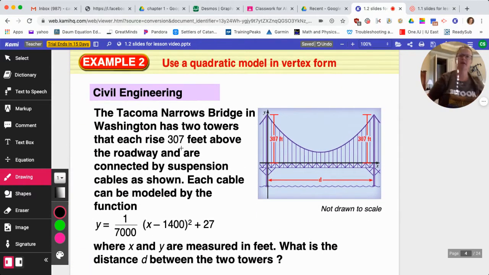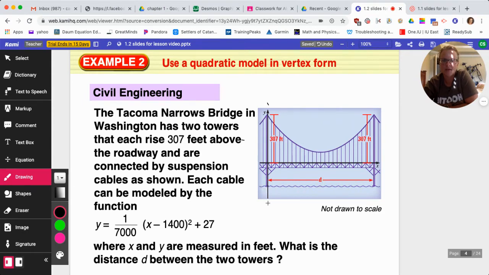Okay, so using a quadratic model in vertex form. Civil engineering. The Tacoma Narrows Bridge in Washington has 2 towers that each rise 307 feet above the roadway and are connected by suspension cables as shown. Each cable can be modeled by the function given, where x and y are measured in feet. What is the distance d between the 2 towers? So we want to find what this distance is, right?